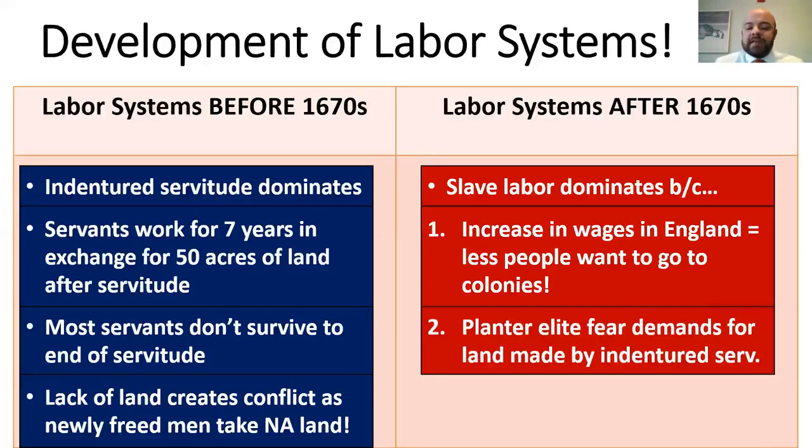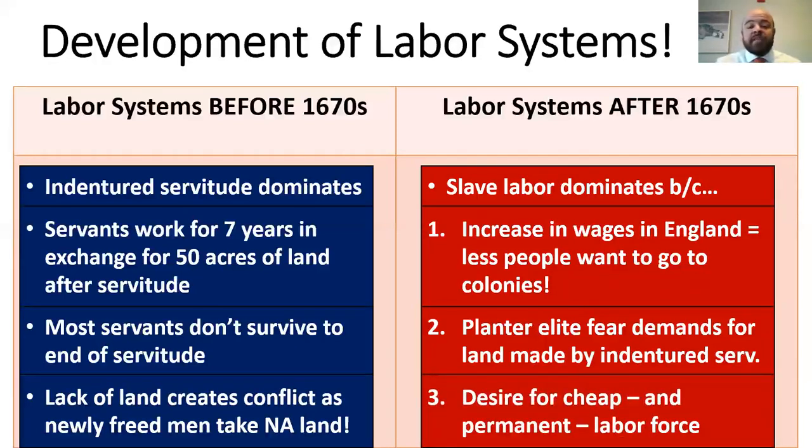The planter elite, these are the rich people in the South, fear the demands for land that are being made by indentured servitude. So they don't want to give up any more land, and they're afraid of how radical these indentured servants are becoming in demanding their land. And finally, the planter elite have a desire for cheap and permanent labor. So even though enslaved people cost more money up front, the fact that they were permanent slaves meant that over time, they were a cheaper labor force.